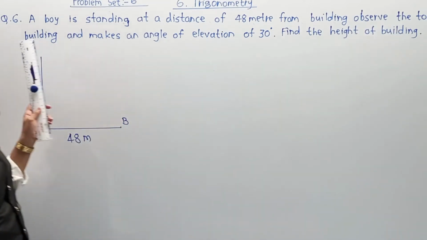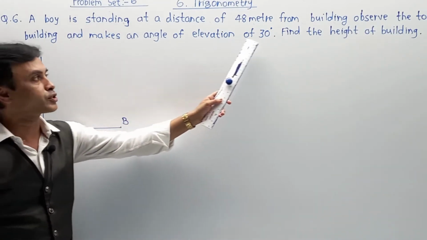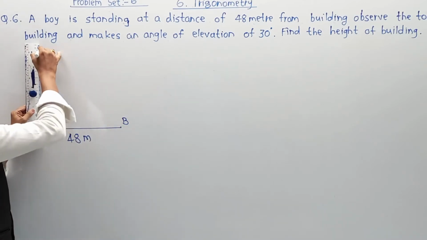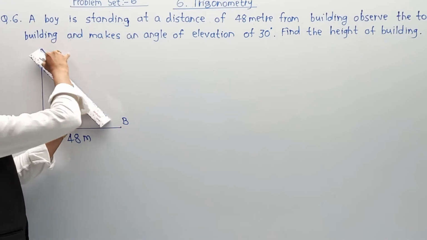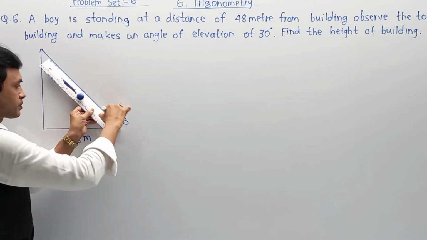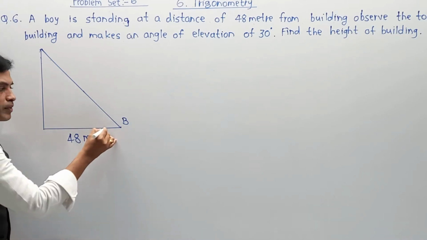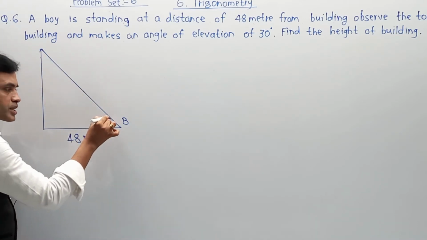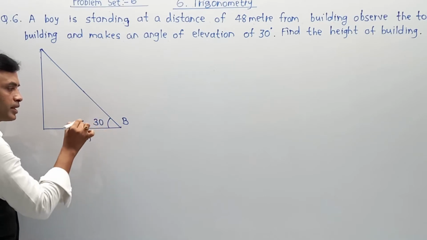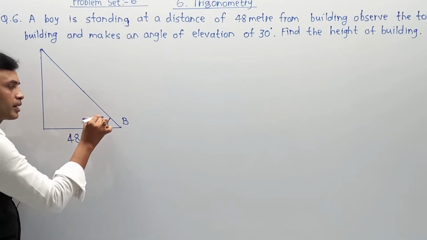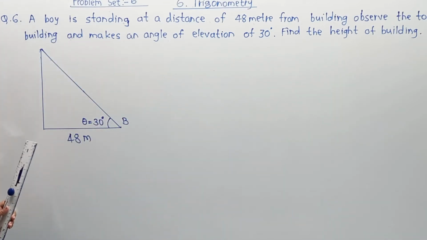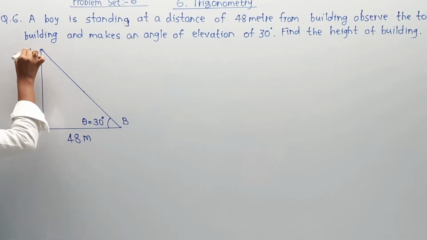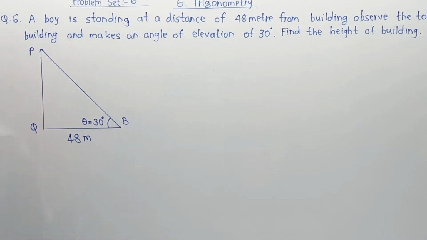He observes the top of the building and makes an angle of elevation of 30 degrees. Meaning when this boy observes the top of the building, this is the angle of elevation, as the boy is observing upward. So this angle is given as 30 degrees, which is nothing but theta of our numerical. Find the height of the building. We have to find the height of the building. Let us call the building PQ, where P is the top position of the building and Q is the base of that building.